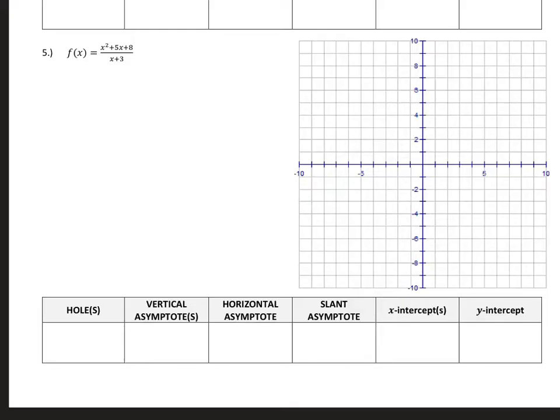All right, let's look at number 5. Somebody asked me before, oh my gosh, are they all going to be the exact same? Obviously not, guys. Some are going to have slant asymptotes. Some aren't. Some will have holes. Some won't. You have to be well versed in how to find everything. So the first thing I always tell you to find is our domain. Remind me again how to find domain.